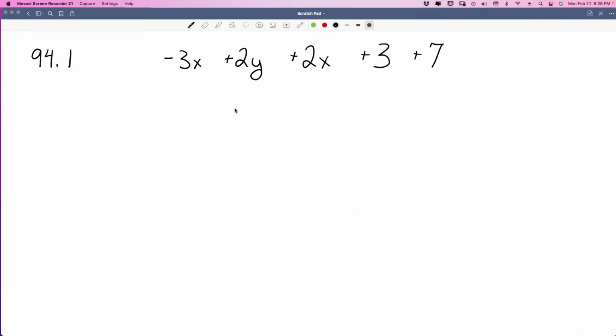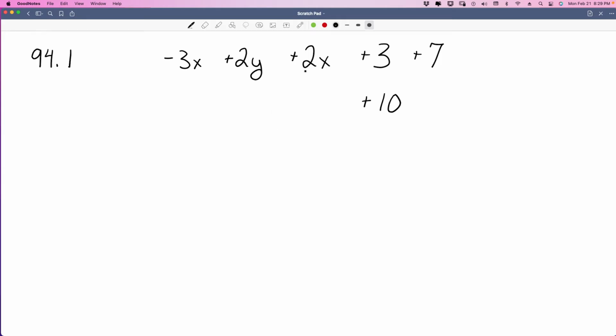So here we have an expression in example 94.1. We have a negative 3x plus 2y plus 2x plus 3 plus 7. So we're looking and we see we have some whole numbers here. Now when we have whole numbers in an expression where there are also terms with variables, we call the whole numbers constants. I'm not sure why they call them that. I guess because they don't have anything that can change them. So the value of those numbers are going to remain constant. I really think that's the reason. But we see we have a positive 3 and a positive 7. So we're going to combine those and make that a positive 10.